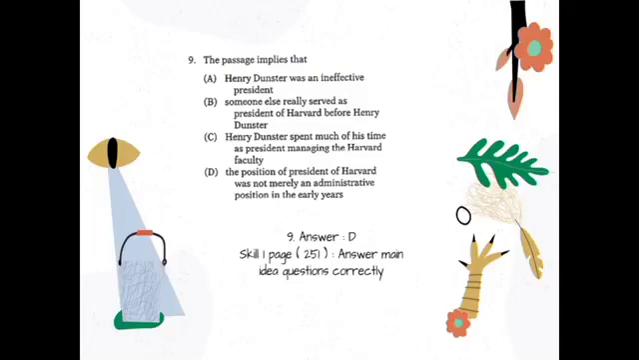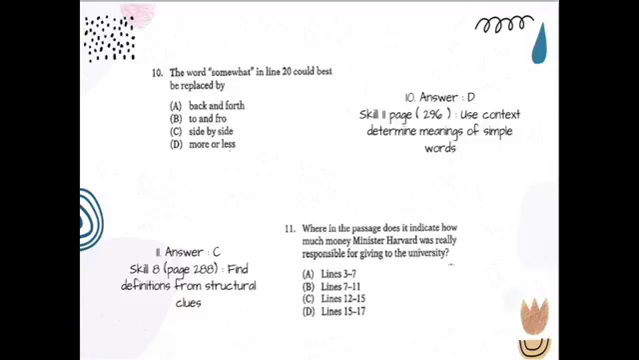You can use skill number 1 in Longman book in page number 2051. Okay, next, number 10. The word somewhat in line 30 could best be replaced by A. Back and forth. B. To and fro. C. Side by side. D. More or less. The correct answer is D. More or less. You can use skill number 2 in Longman book, page number 2096.